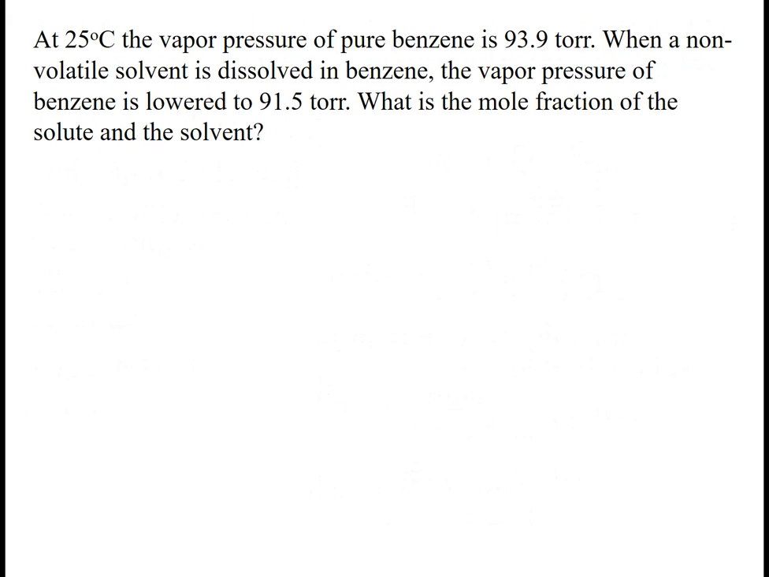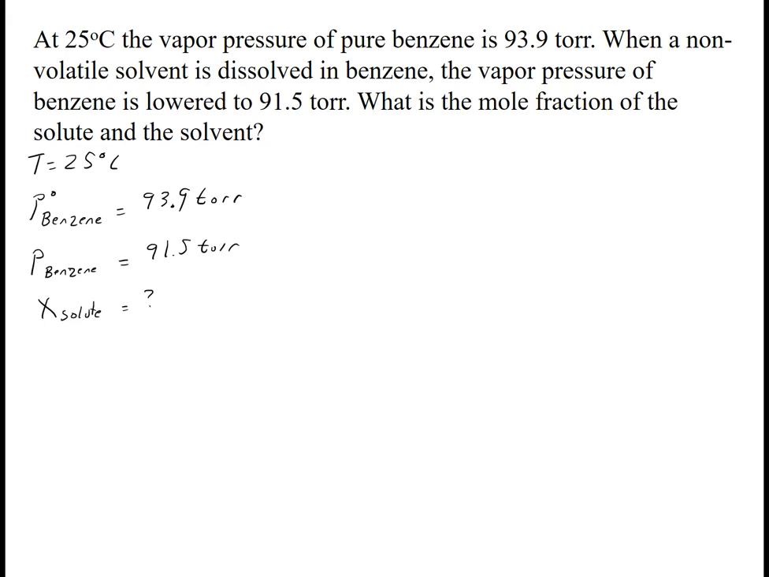A second example of this problem is that at 25 degrees, so I have a temperature of 25 degrees. Again, it has to give you temperature because vapor pressure is temperature dependent. It tells me of pure benzene, so P naught of benzene, is 93.9 torr, which is another pressure unit. It says a non-volatile solute is dissolved in benzene, and the vapor pressure of benzene is lowered to, so the pressure of benzene solution is 91.5 torr. They want to know what the mole fraction of the solute is. And they want to know what the mole fraction of the benzene is.